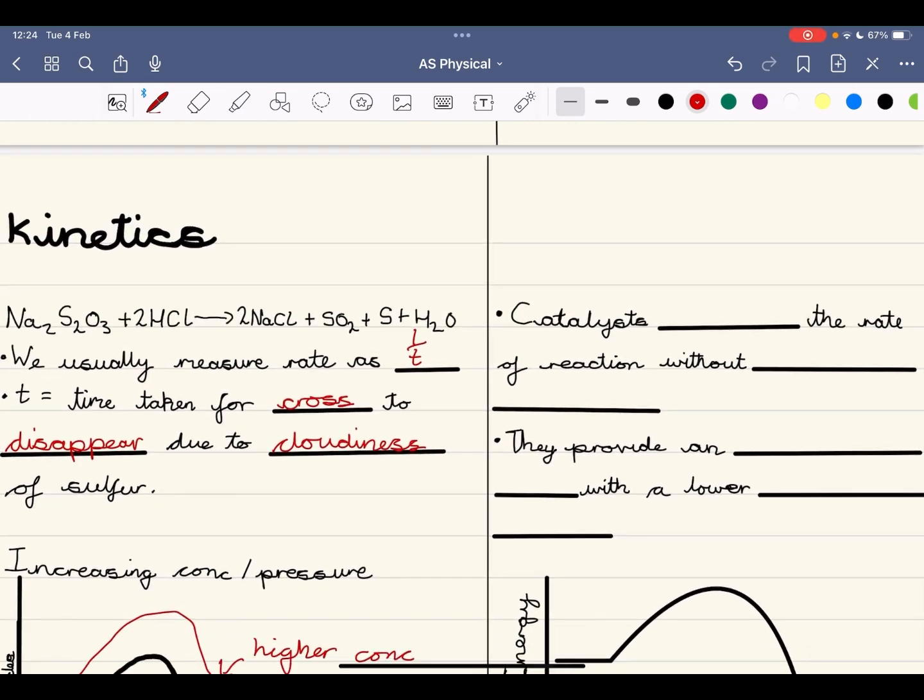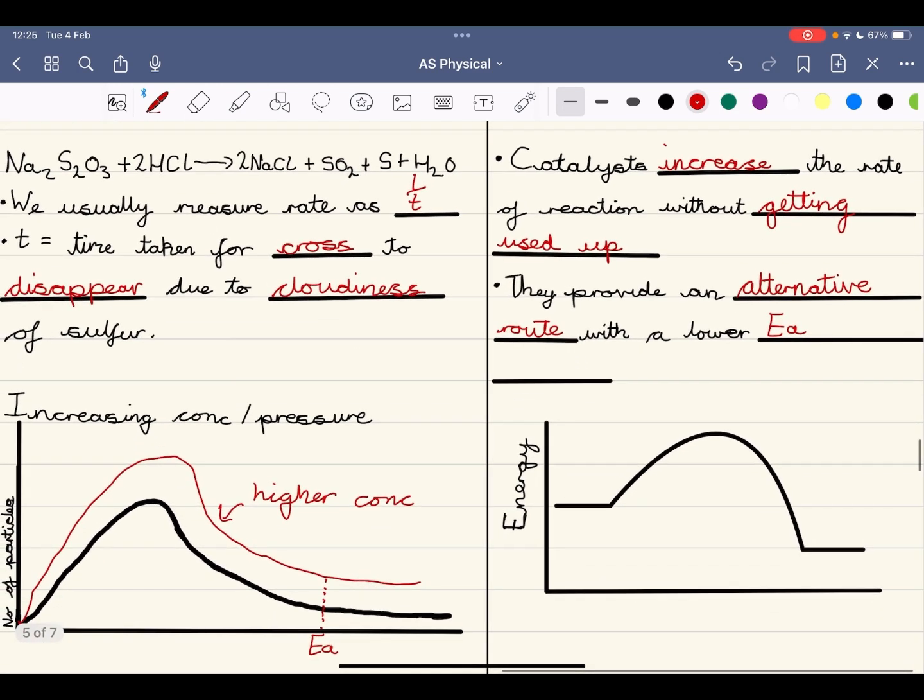Okay, so catalysts increase the rate of reaction without getting used up. And they do this by providing an alternative route with a lower activation energy. So here, if we have the energy profile diagram, the activation energy is the energy difference here. However, with a catalyst, the activation energy would decrease like that. So the activation energy with the catalyst is lower.